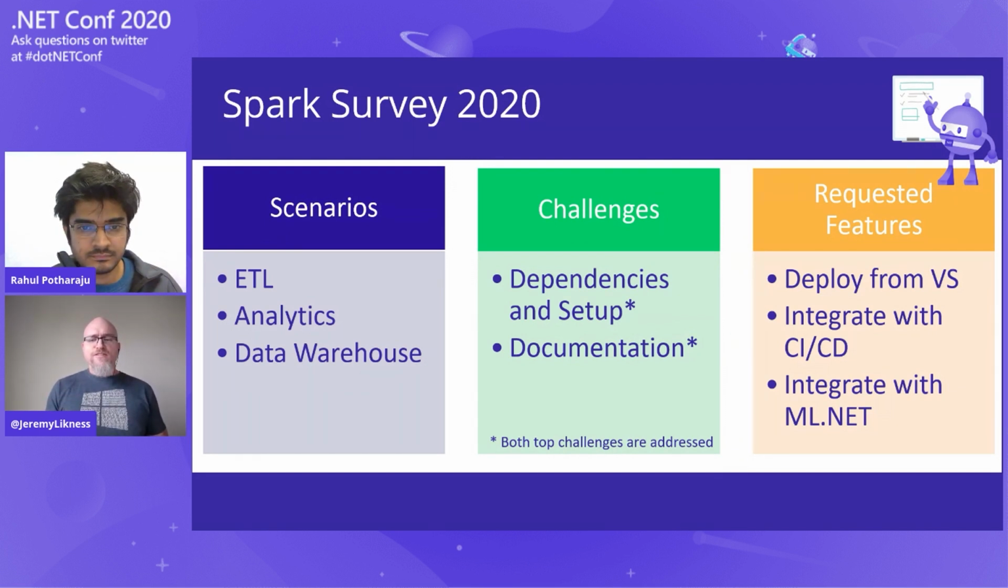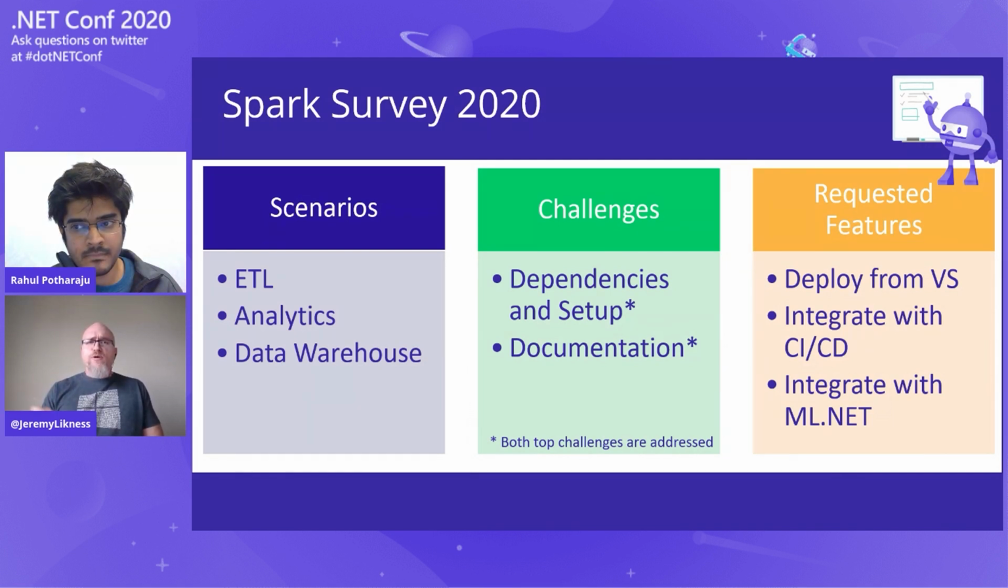Now the challenges, it's interesting, the challenges for big data in general and specific to .NET for Spark were the same. People said that the dependencies and the setup were a challenge. There were a lot of prerequisites, and documentation was a challenge. And I'm happy to say we were already on the path to address both challenges. Our documentation has been completely updated. That's been rolled out. But I'm going to talk about dependencies and setup in a second, so we'll come back to that. As far as requested features, where do we want to take .NET for Spark?